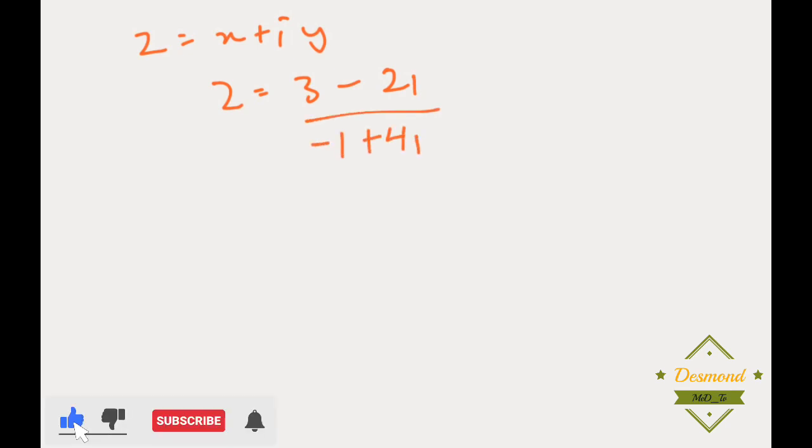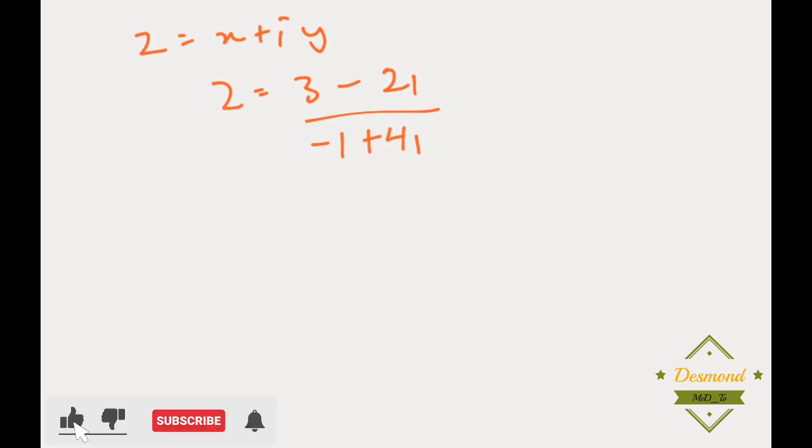So let's take example 1. We have z being x plus iy, where z here is (3 minus 2i) over (minus 1 plus 4i).